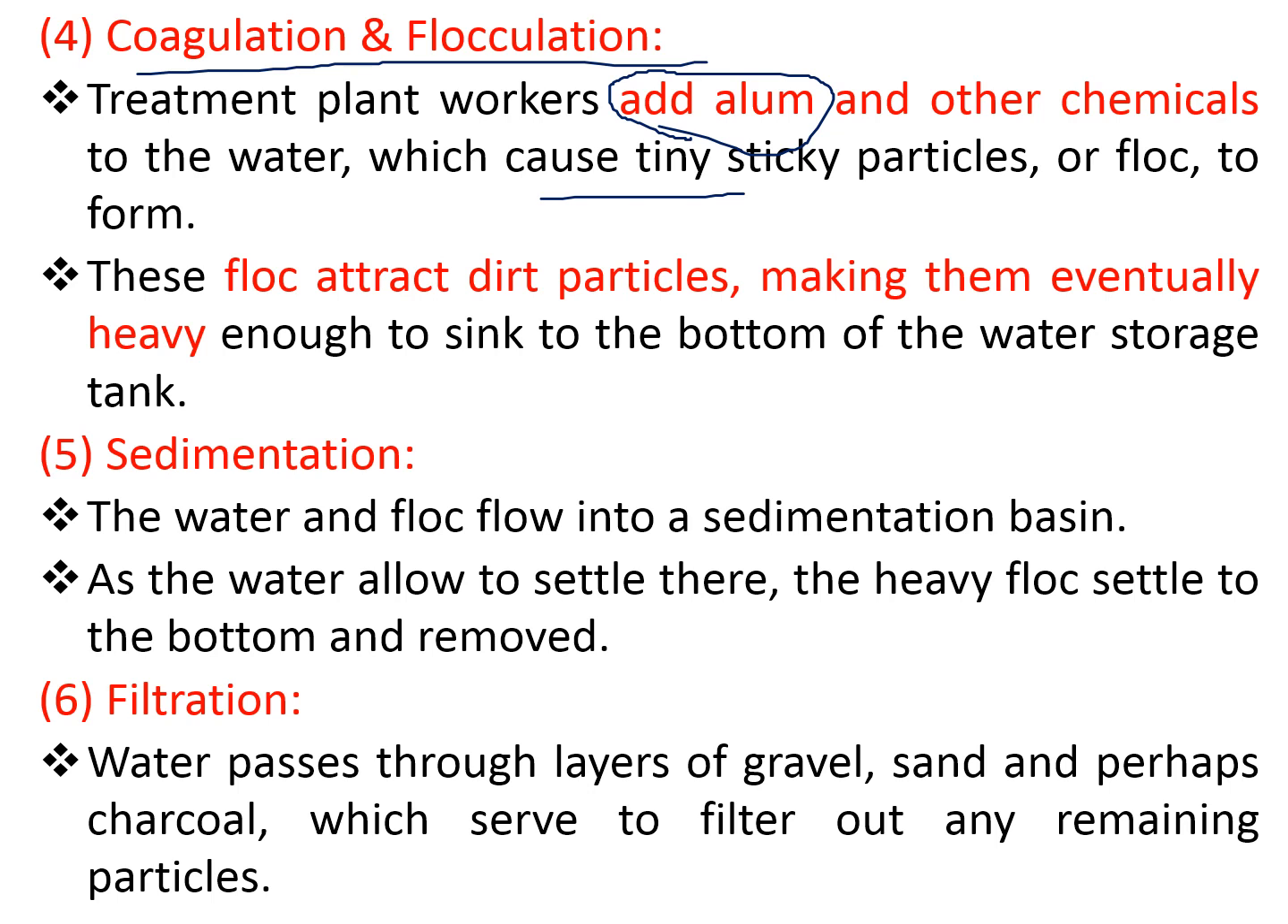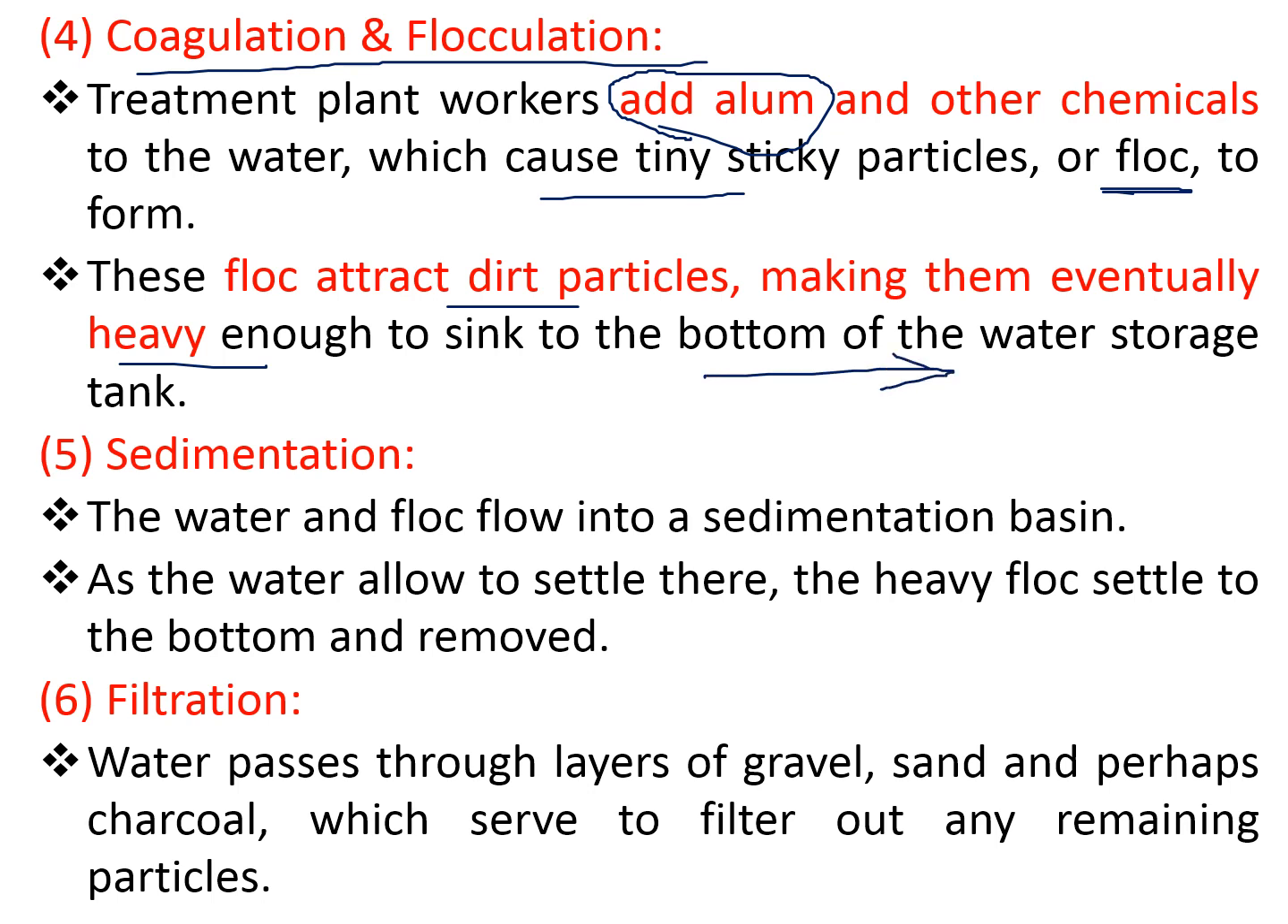When we add alum to the water, it forms positively charged particles of Al plus plus, and generally the turbid particles in water are negatively charged. So both the particles combine together and make a bigger size particle, which is generally called a floc. This floc attracts the dirt particles and eventually makes them heavy. So its size becomes large, and automatically under the force of gravity it settles down.